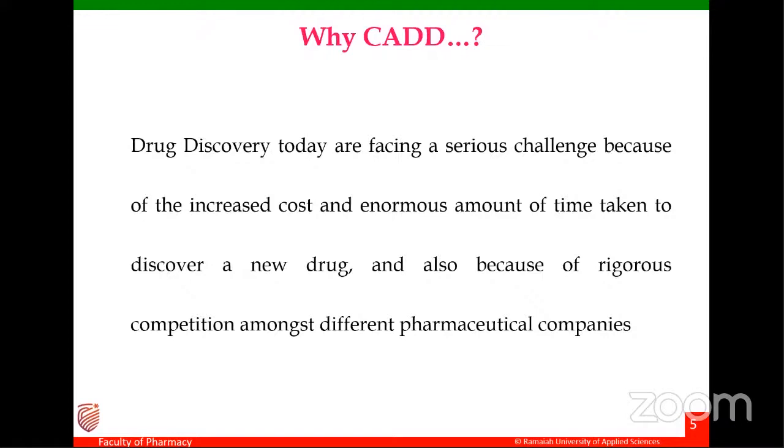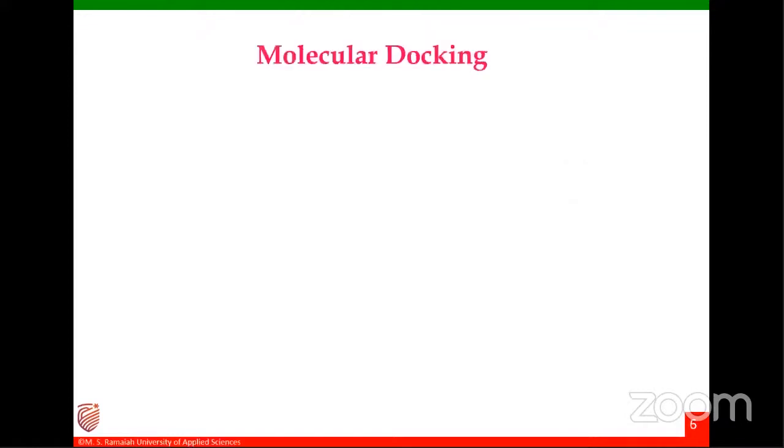That is a major reason, and also because of rigorous competition among the different pharmaceutical companies. You may wonder why companies are getting competitive. The major reason is they want to find a new drug which will be a monopoly. Then only can they earn their profit. That is the major reason why CADD.